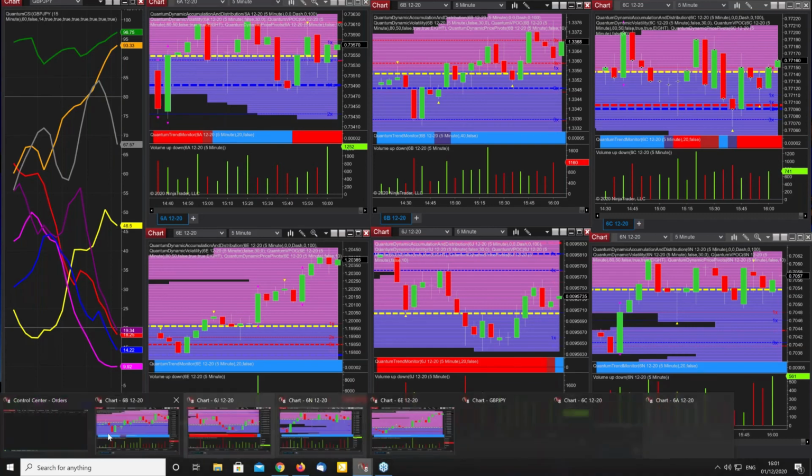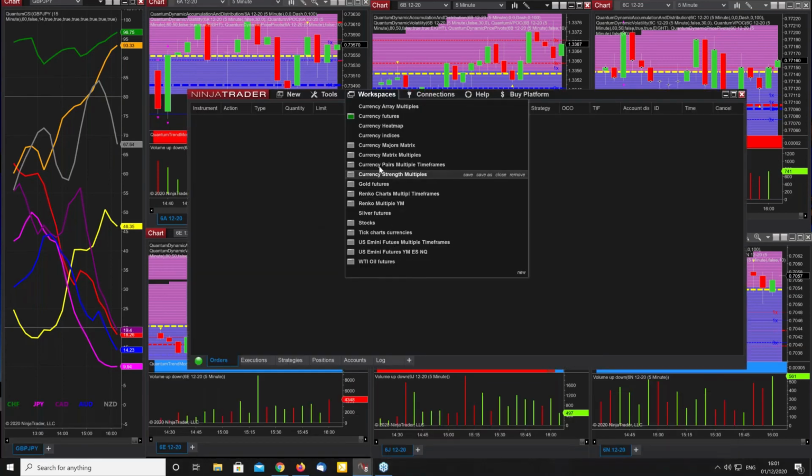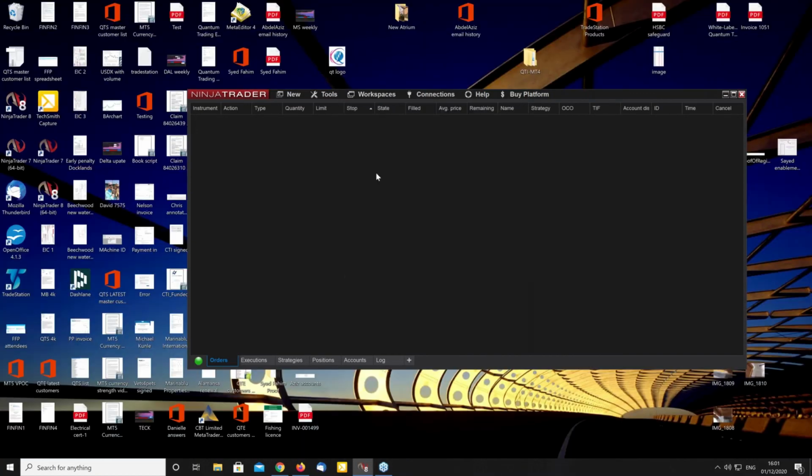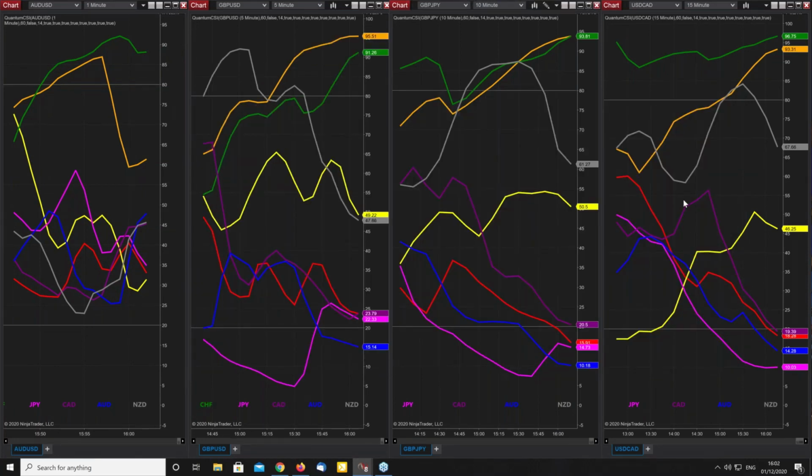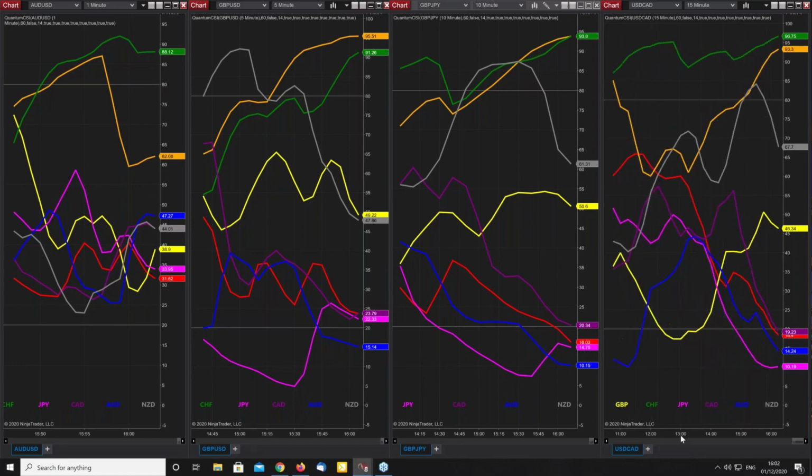Just looking over here on the CSI, you can see we've got some decent selling on yen, which is not surprising. Just go to the currency strength indicator, the currency strength multiples, wherever they are, I can find them quickly. There we go. Drop them out of the way. That's what we're seeing at the moment. This is on 15. Pull that over a bit.